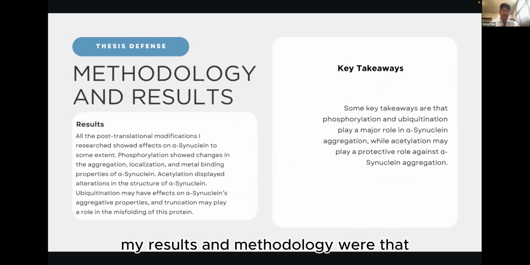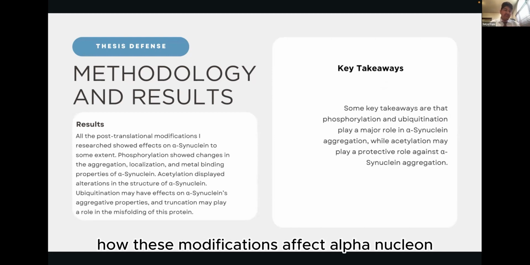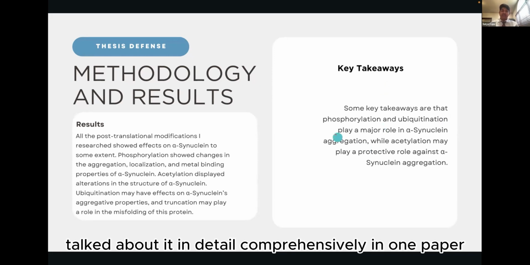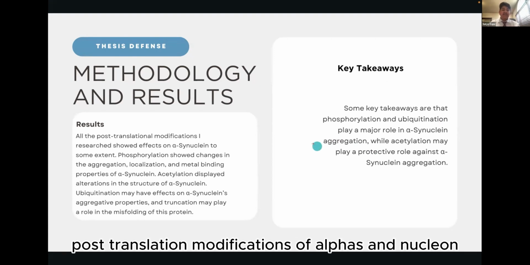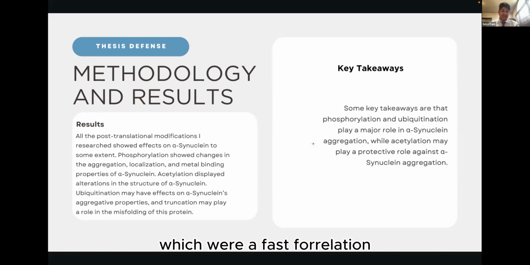My results and methodology were that I basically looked at a bunch of different papers analyzing these post-translational modifications, and I took the most important part of how these modifications affect alpha-synuclein and talked about it in detail, comprehensively, in one paper. I focused my research on four of the main post-translational modifications of alpha-synuclein, which were phosphorylation, acetylation, ubiquitination, and truncation.